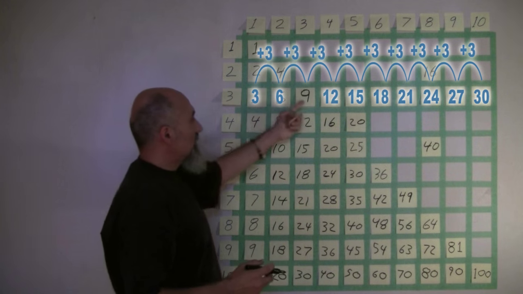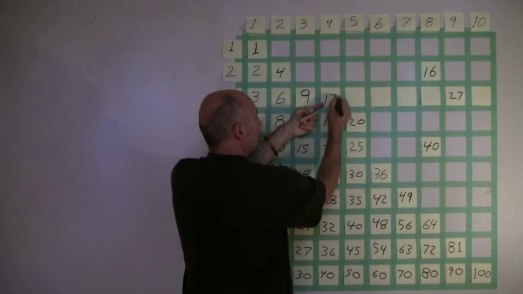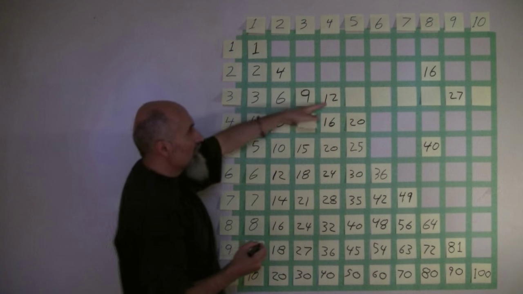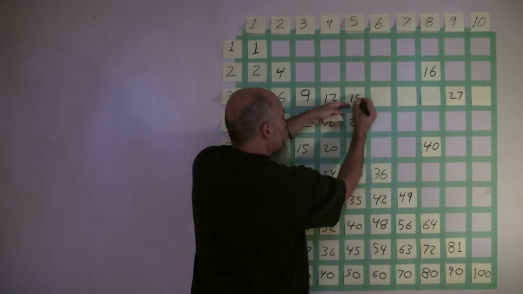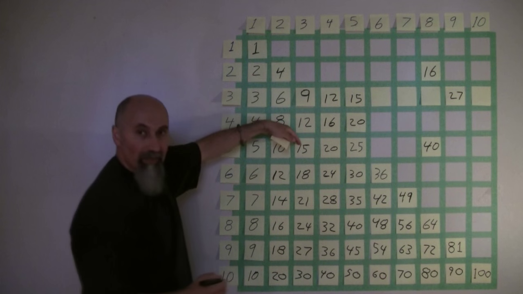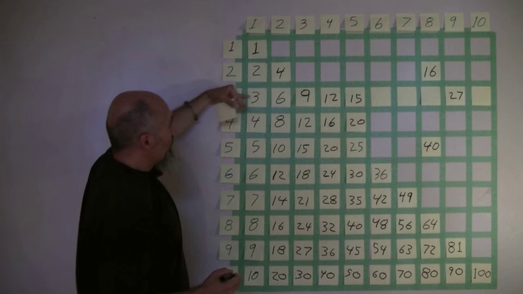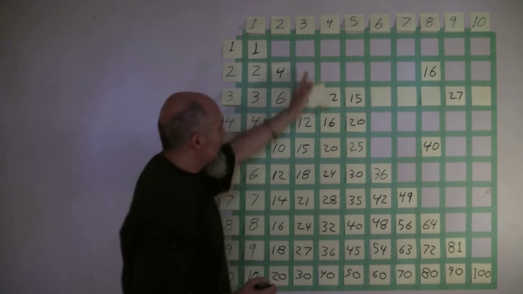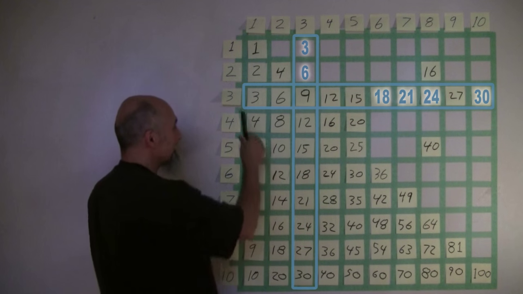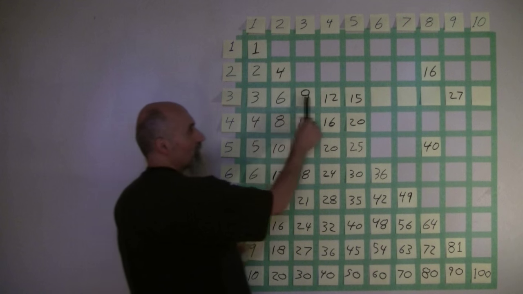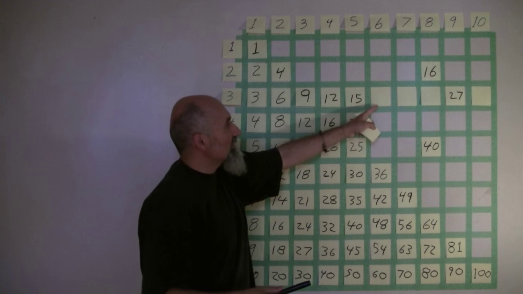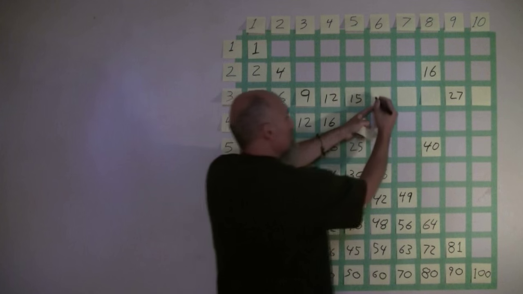3 plus 3 is 6, plus 3 is 9, plus 3 is 12. And 12 also appears here as well, right? 12 plus 3 is 15. Where's 15 appear? 15 is right there. So what you end up having is the 3 row is going to be the same as the 3 column, right? Which is super neat, right? If you go across the 3 row, what's the number here after 15? 3 times 6 is 18, right?